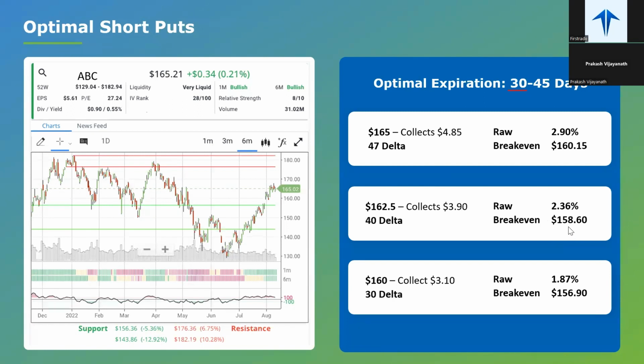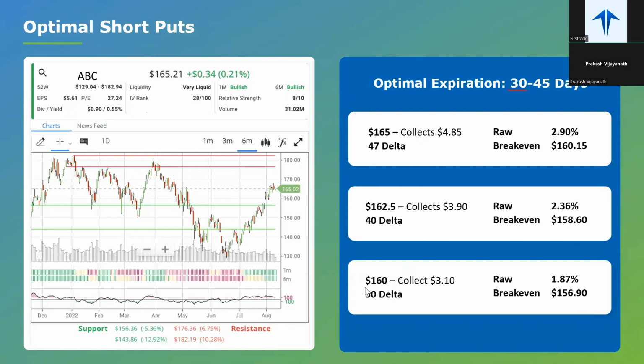And the break even is actually a little bit lower, given the fact that this is a lower strike and you are still collecting some premium. So the effective break even for the strategy is actually a little bit lower than the 165 strike. And this is a 40 delta, indicating a 40% probability of ABC being below 162.50 at expiration.